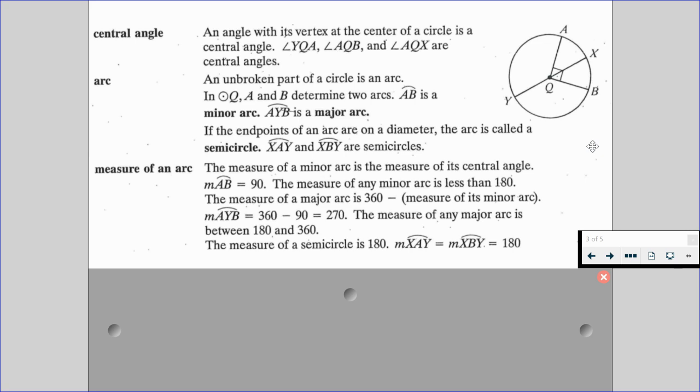The measure of a major arc is 360 degrees minus the measure of a minor arc. A circle has a total of 360 degrees, so we take 360 and take out the measure of the minor arc. So the measure of our major arc, AYB, is equal to 360, take away 90, so we get 270. And the measure of any major arc is always between 180 and 360. And naturally, the measure of a semicircle is 180 degrees. So the measure of our major arcs, XAY and XBY, are both going to be 180 degrees.